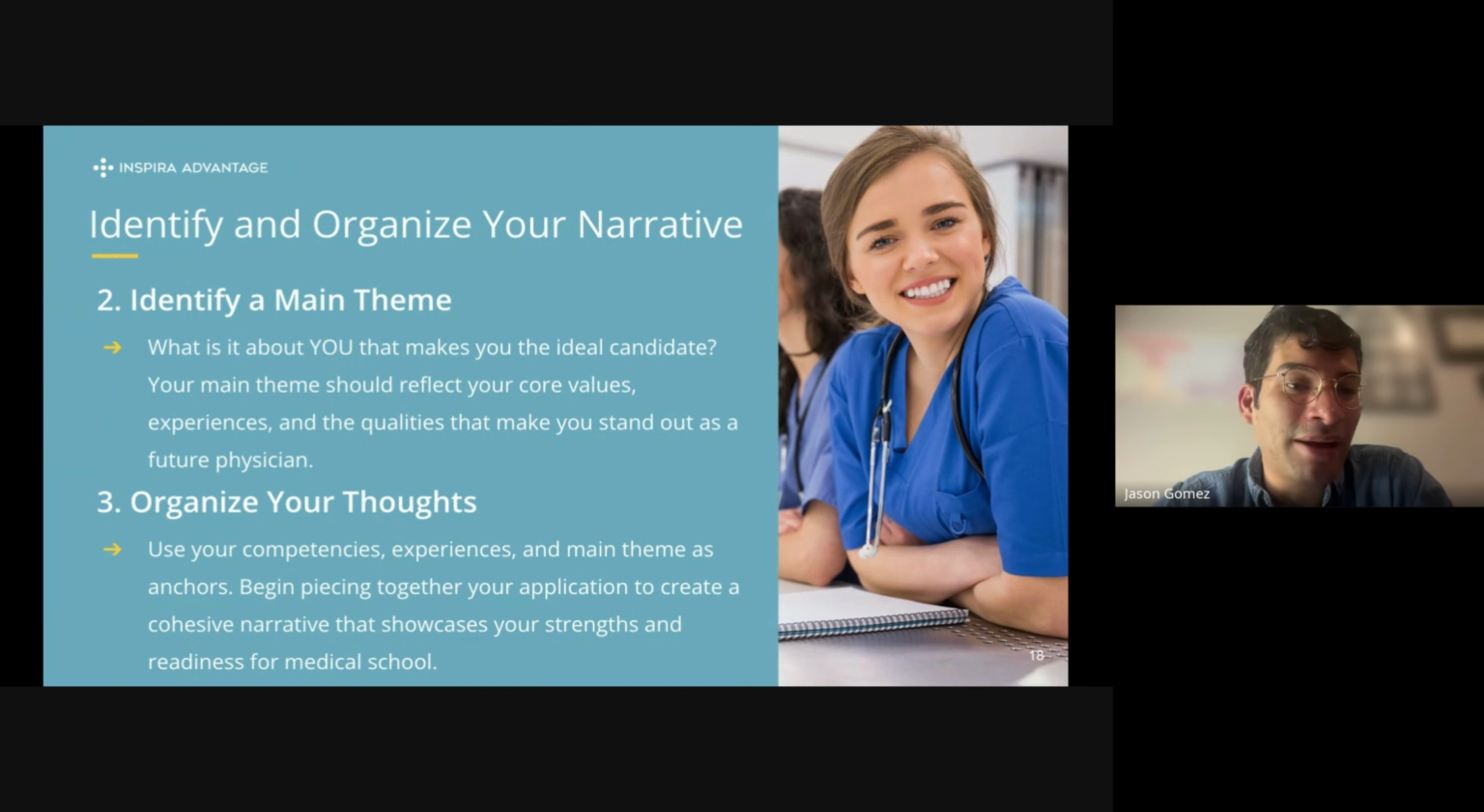Once you have that main theme identified, it's much easier to use it as your guiding North Star for organizing your thoughts, whether it's looking at those 15 competencies and seeing which ones resonate with that theme, reflecting on all of your experiences, and using the theme as an anchor to pull together your application into a consistent, cohesive narrative that shows your strengths, readiness for medical school, and of course, your interest in why medicine.